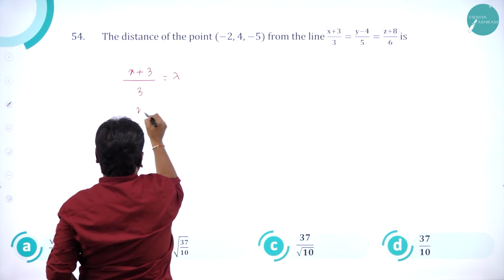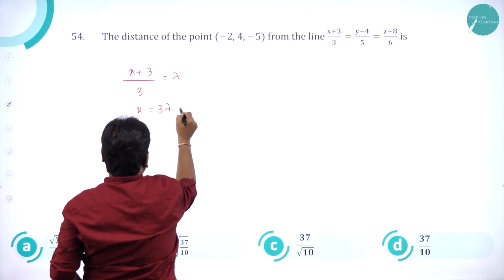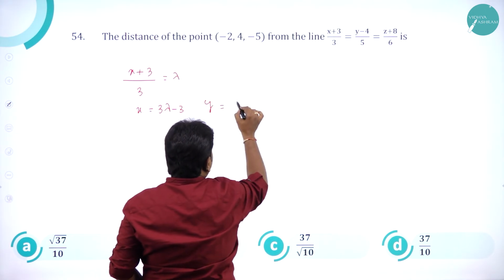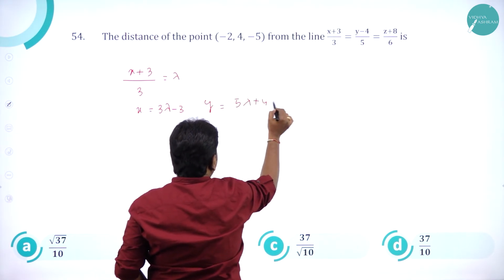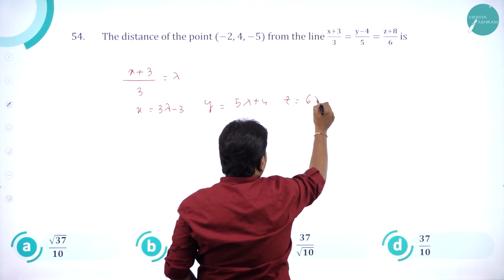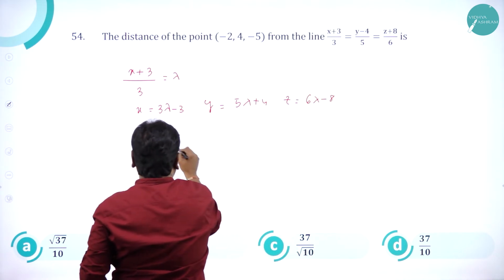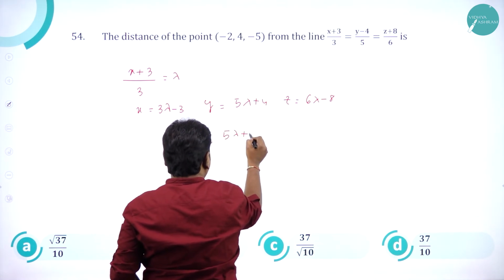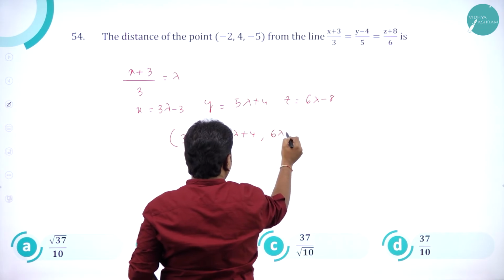If I take, I'll get x is equal to what? 3 lambda minus 3. Similarly, y coordinate is what? Y minus 4. So it will become 5 lambda plus 4. Z coordinate will be what? If I rearrange, 6 lambda minus 8. So now the point on the line will be 3 lambda minus 3, comma 5 lambda plus 4, comma 6 lambda minus 8.